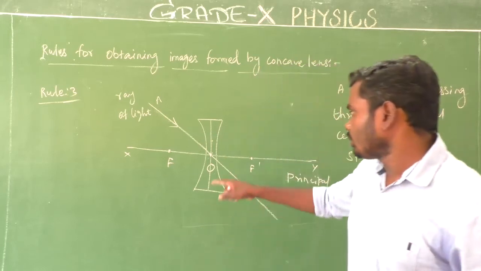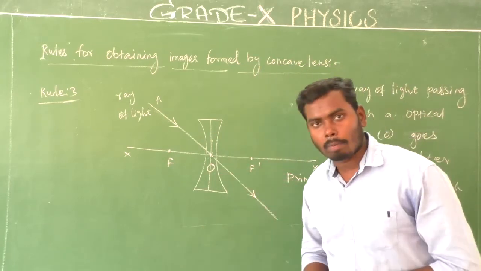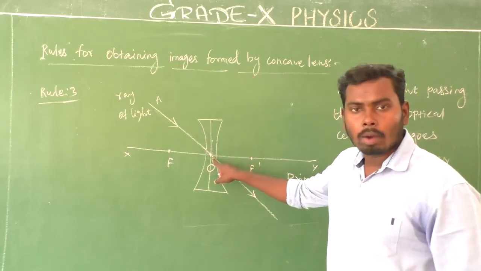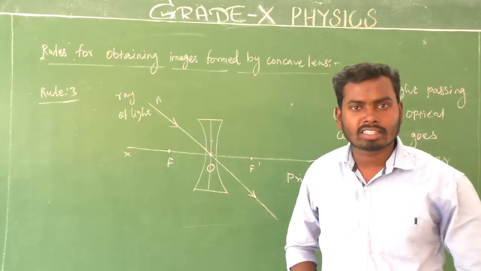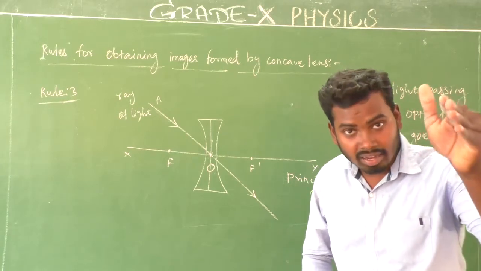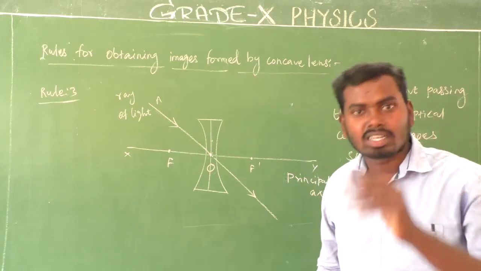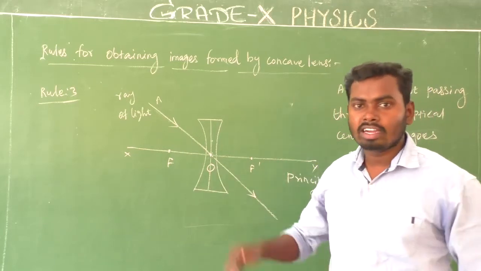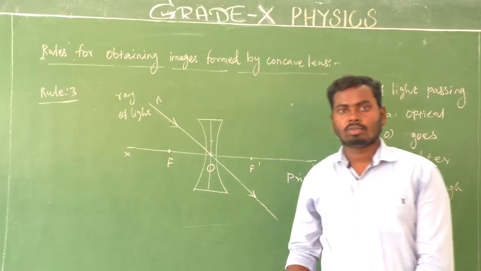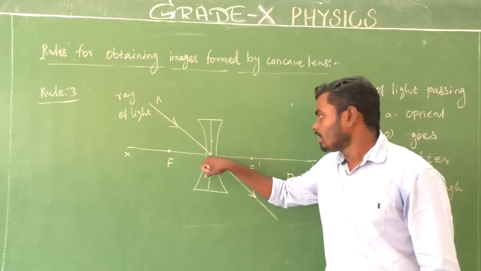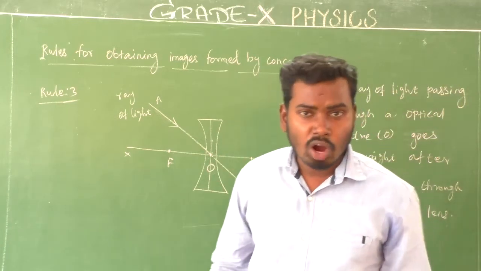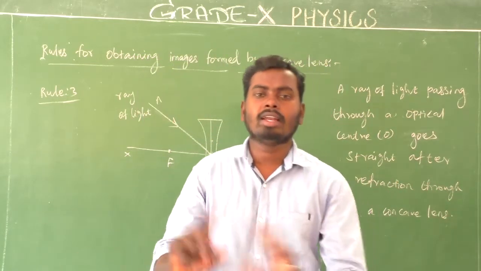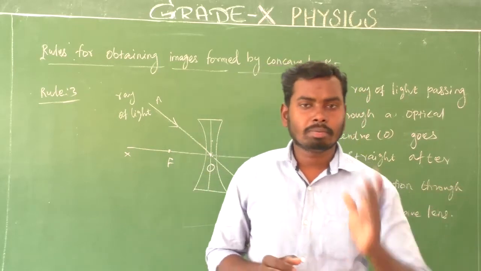So this optical center has a special property. Whenever light goes through the optical center, there will not be any refraction, which means no bending of light. Light will go in a straight path. That is a special property of this optical center O. This is not only for concave lens; this is possible for convex lens also, both spherical lenses. Is it clear? So don't get confused.